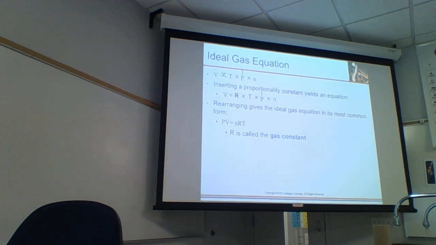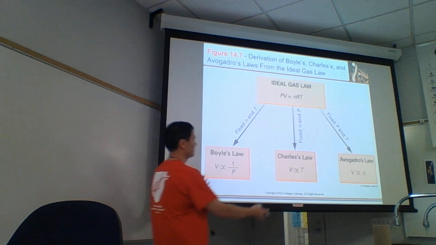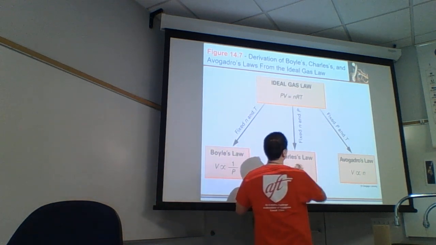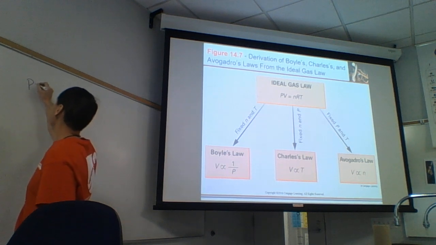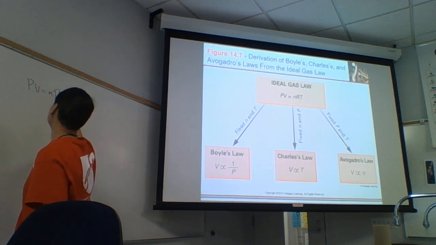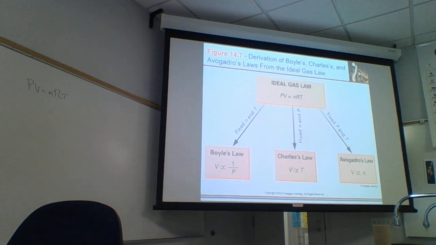People will get a number and think their number is correct, but they have to look at what's going on. So all this derivation stuff, we're going to skip all that, and we're just going to go straight to the ideal gas law. The ideal gas law is a composite of these three. You don't have to know that, but you should know the ideal gas law. PV equals nRT.